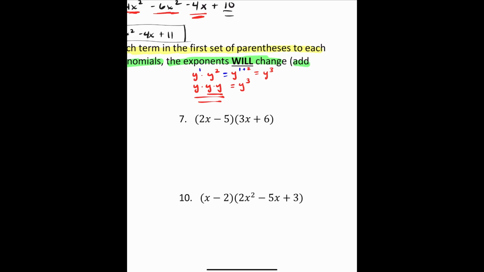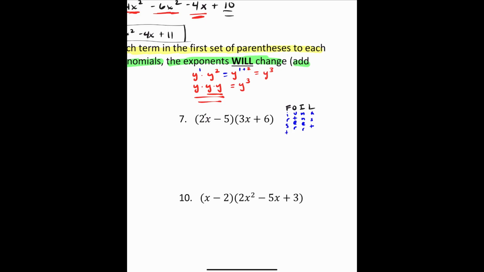Number 7, we have 2x minus 5 times the quantity of 3x plus 6. Notice that we have two binomials. A binomial is basically an expression with two terms. So we have two terms here and two terms here. So when you have to multiply two binomials, we use something called FOIL, which means first, outer, inner, last.